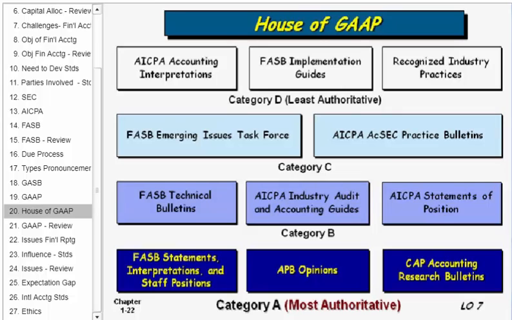Okay, so under the topic of the house of GAAP, we have all of these areas. Category D is considered the least authoritative, Category A the most authoritative. So the FASB statements, the APB opinions, the CAP accounting research bulletins, and then Category B deals with some technical bulletins that are still considered GAAP. And then finally we move into the EITF areas, the AICPA's AcSEC practice bulletins, and we also have these three areas on top: accounting interpretations, implementation guides, and recognized industry practices. All of that is considered GAAP. So we've got quite a lot of authoritative pronouncements to consider for external reporting purposes.